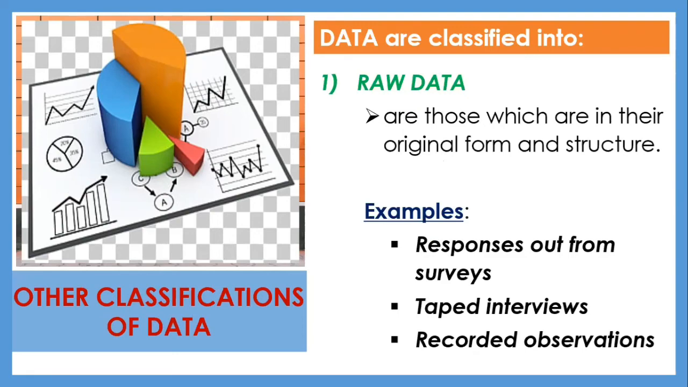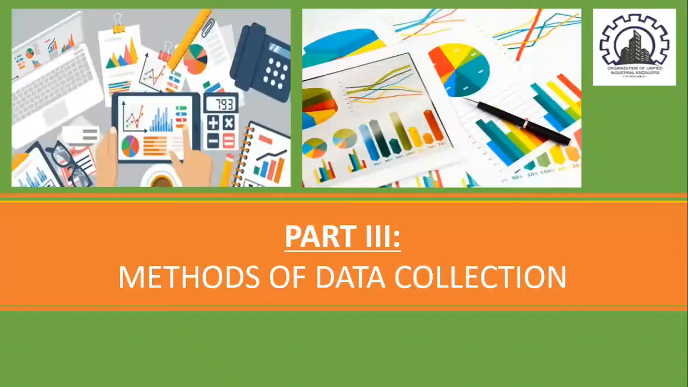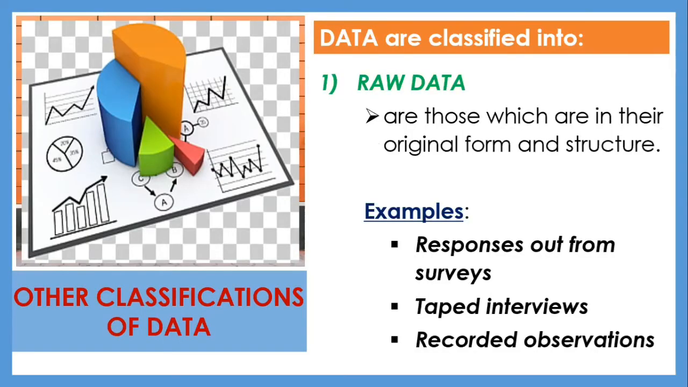And remember that there are also other classifications of data. Data are classified into raw data and grouped data as well. So what is the difference between the two? If we say raw data, these are those which are in their original form and structure. If we say they are in original form or structure, they are actually not arranged yet. They are not arranged into some sort of an array, okay? These are raw data which are in original form or structure.